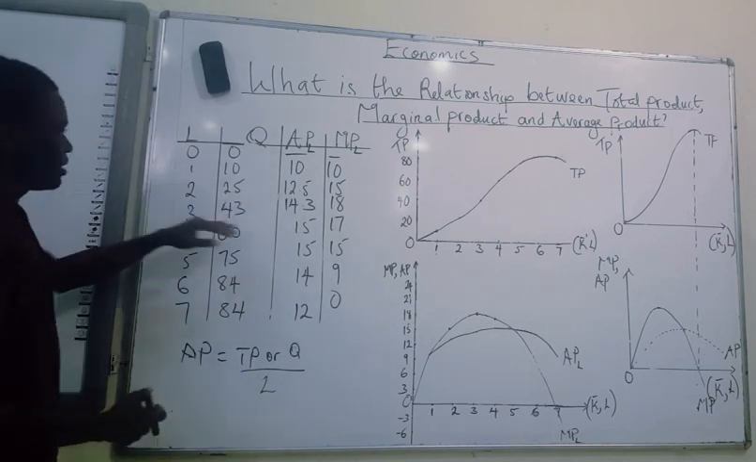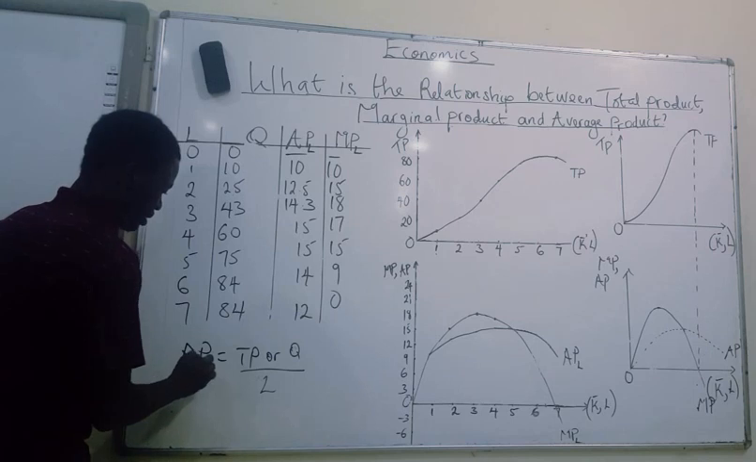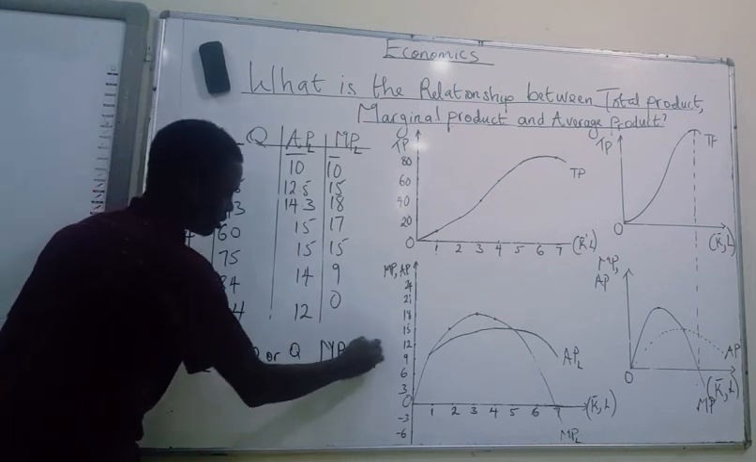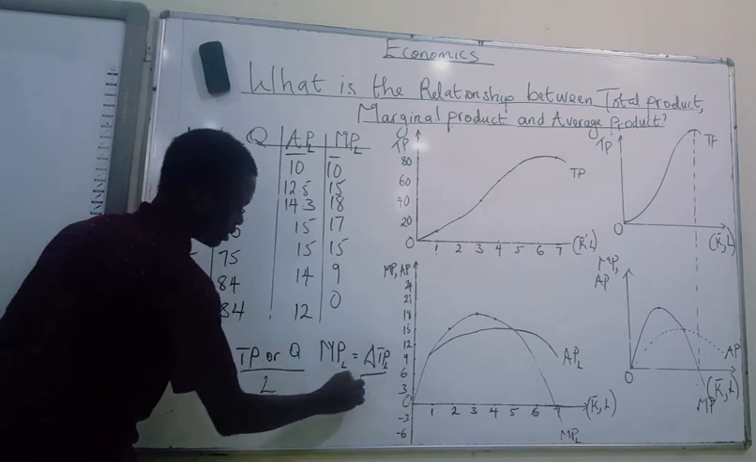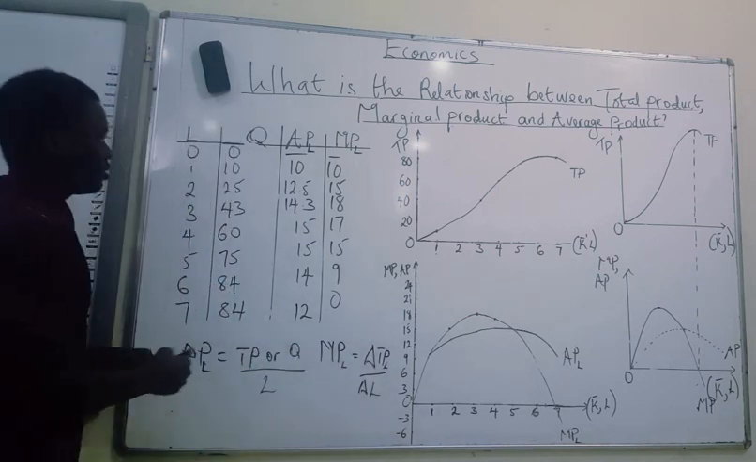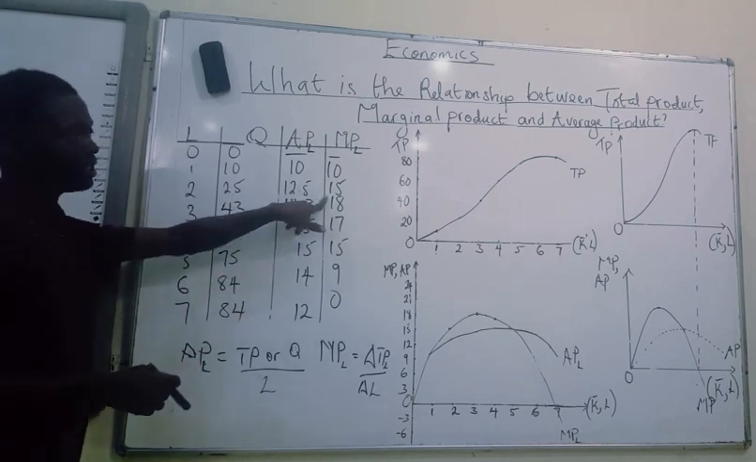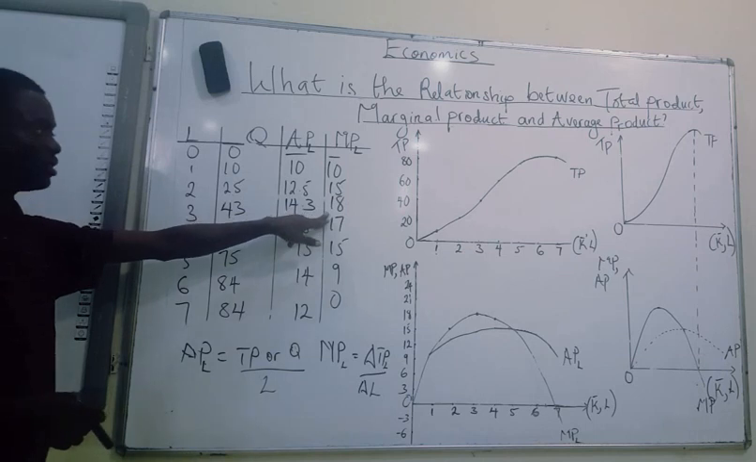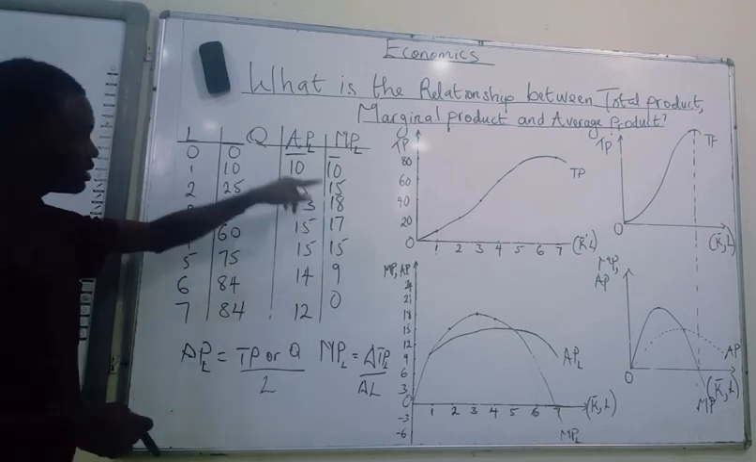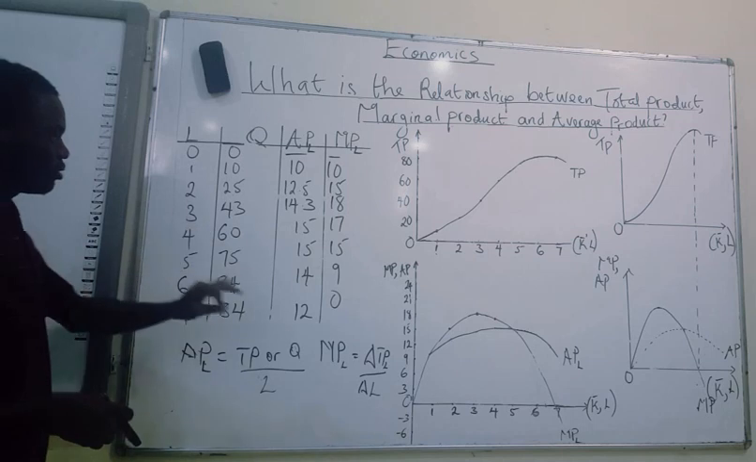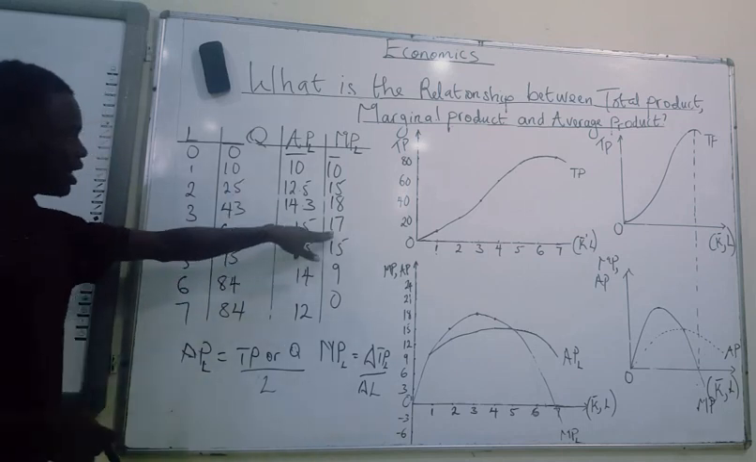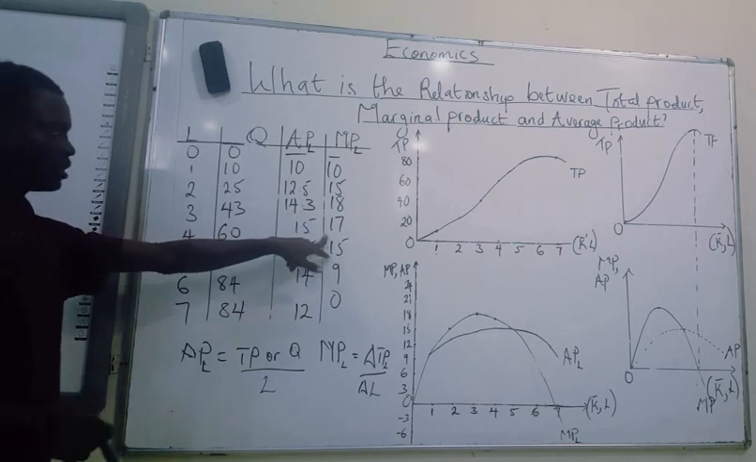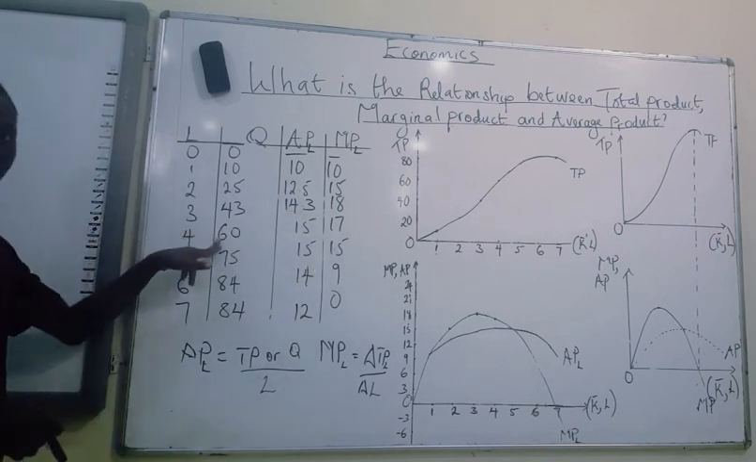The additional laborer, that is MPL, which is change in TPL divided by change in L. The additional laborer is now contributing 15 units to the total output. Now from there we have another laborer that is contributing 18 units to total output, 17 units. Then we have the fourth laborer, when he or she was employed, now contributes 17 units to total output. So this is a decrease. This is a decrease, although total output is still rising.